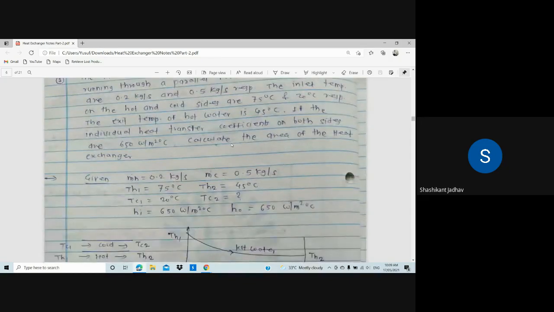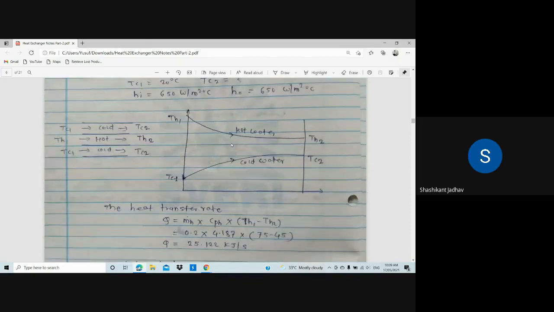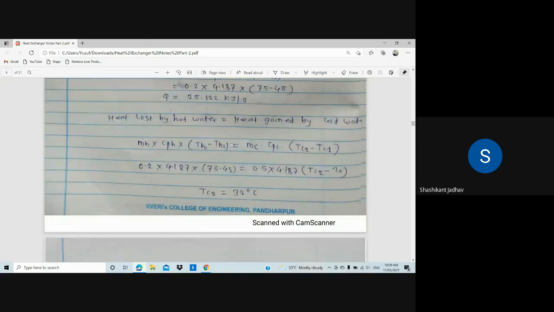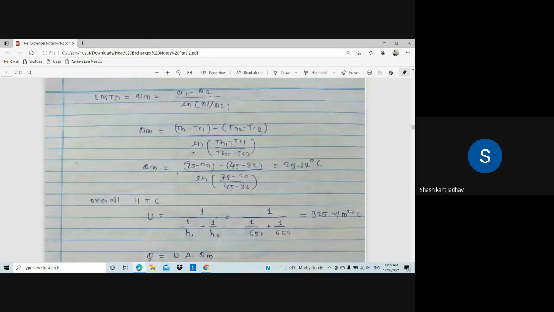In that, we have calculated the q. In the first problem we have to calculate the value of q. From that q value we have calculated the value of tc2. Then we have calculated the value of theta m. As we know, LMTD is nothing but theta 1 minus theta 2 divided by ln of theta 1 upon theta 2. And from that we have designed the heat exchanger.